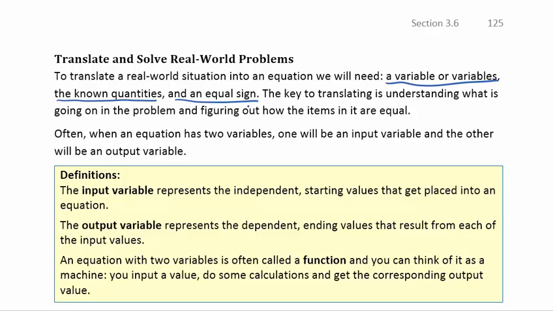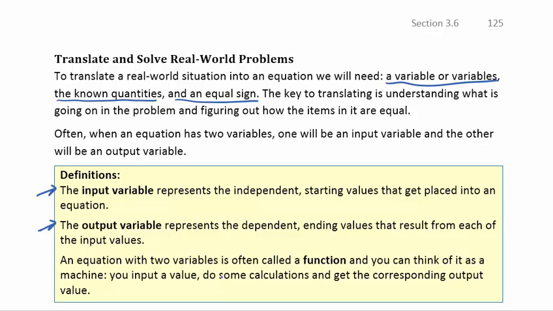So let's look at those definitions. The input variable represents the independent or starting values that get placed into the equation. The output variable represents the dependent ending values that result from each of the input values.